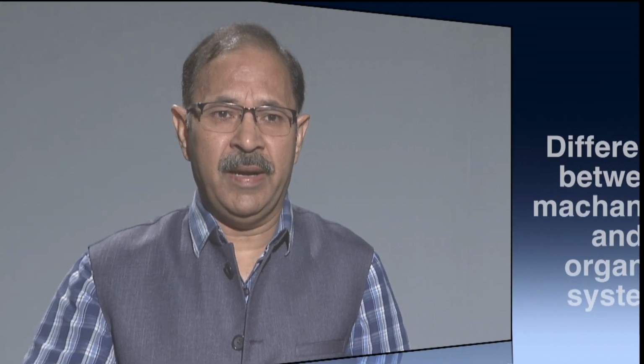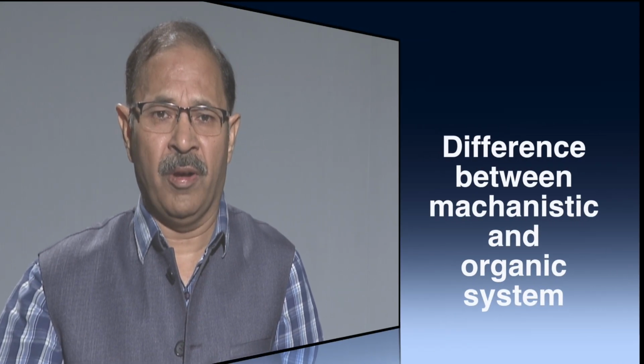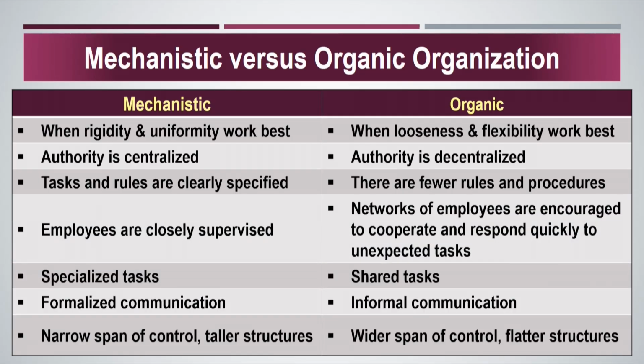Let's understand the difference between mechanistic and organic system design of the organization more thoroughly. In the case of mechanistic system, authority is centralized. On the other hand, in the case of organic system, the authority is decentralized. When rigidity and uniformity work best, the system of mechanistic organization design is better. On the other hand, when looseness and flexibility work best, organic system is very good.